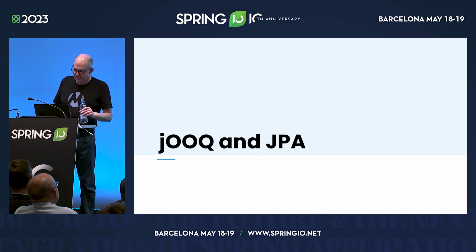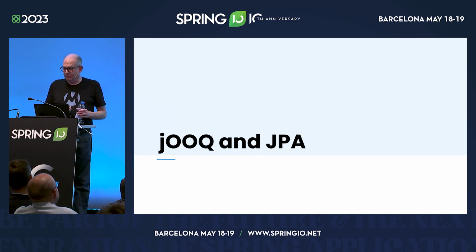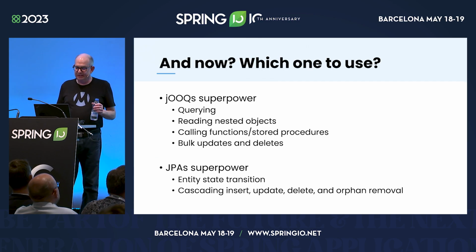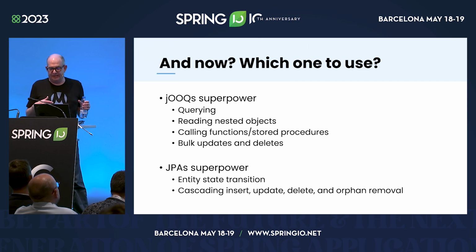Now we have jOOQ and we have JPA, and the point is we don't have to decide which one to use, right? Because in my opinion, both of them have kind of a superpower. So jOOQ's superpower is querying.